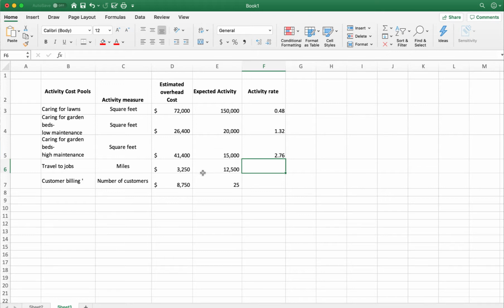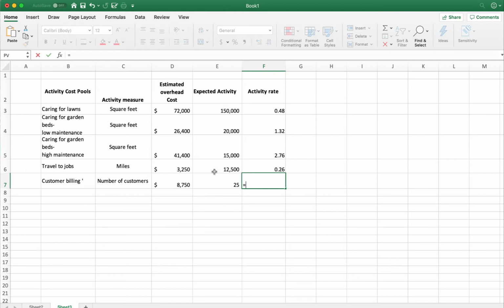We expect that we are going to have a travel cost. Again, we have these overhead departments. The fact that we're traveling to jobs is consuming these overhead costs. The total cost for this activity cost pool is $3,250. We think we're going to drive about 12,500 miles. So we get 26 cents per mile. That's the activity rate.